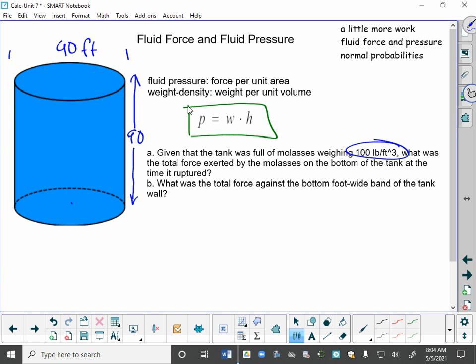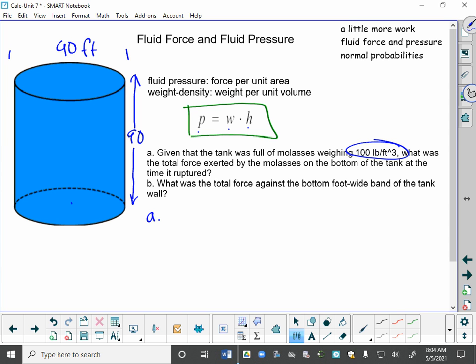Okay, well, if we look at this, this is force per unit area for the fluid pressure, which is going to be the weight density times the height, which will give us units again, in this case, of pounds per square foot. And then if we multiply by the square feet that occupy the bottom of this tank, we should get something in pounds, which is how we measure force.